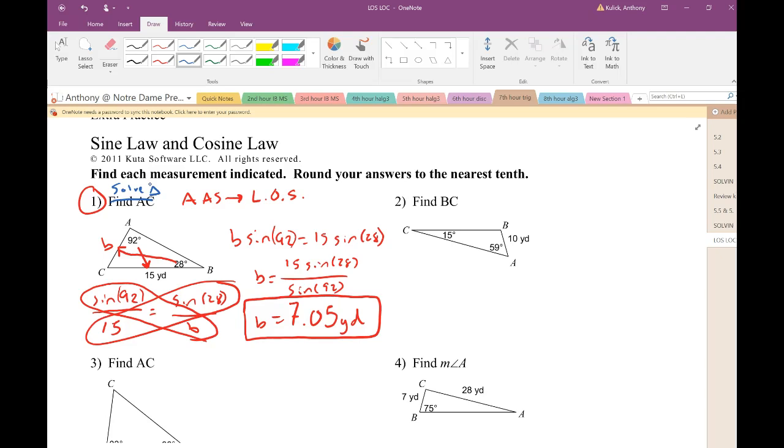What should I find next? Angle C or side C? Angle C, good. How would I find angle C? Yeah, 180 minus 28 minus 92, which gives me 60, I think. Yes. Okay. And then how would I find side C?